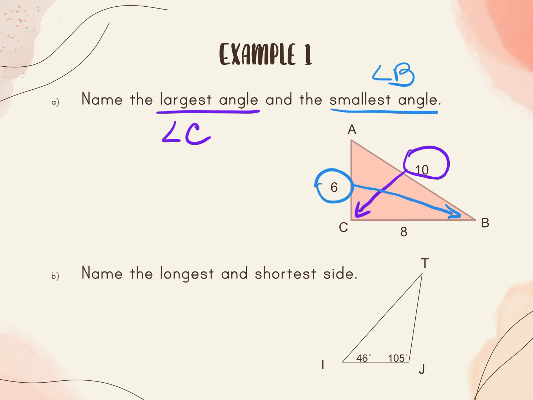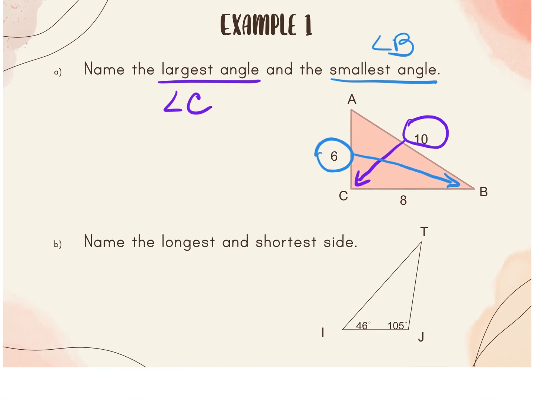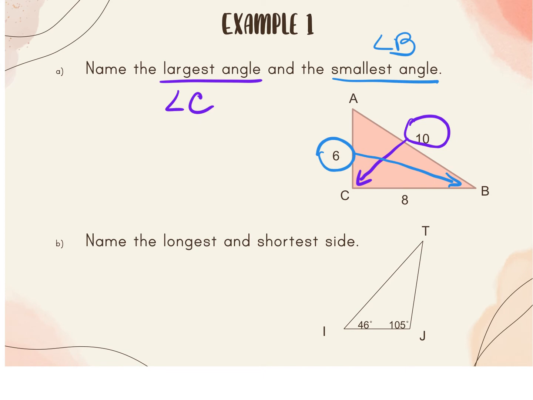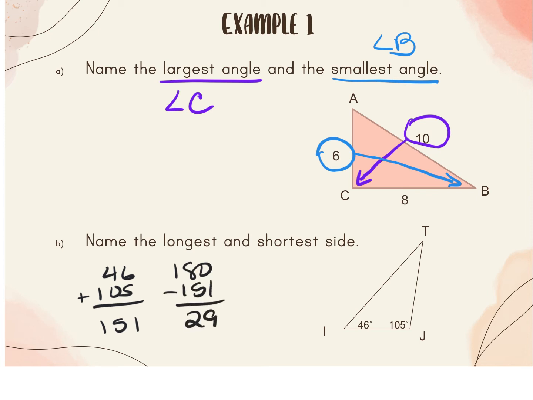To find the longest and the shortest side, I need to look at the angle measures. Now here it's not asking me to compare just the two angles that are here. I need to find the missing third angle first. So I'm going to go ahead and add 46 and 105. And that is going to give me 151. I'm going to subtract that from 180. And my missing angle, angle T, is 29 degrees.